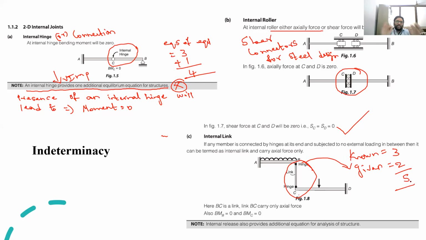So all of you, 100%, both for mid as well as external, you will be asked at least an 8-mark or 7-mark question on determine the degree of static indeterminacy with internal hinges, because that is there in the syllabus. So you have to carefully use it. Okay. Now you can see also here that internal release also provides additional equation. So out of these three, internal hinge, internal roller, and internal link, internal hinge and internal link will provide us with additional reactions. So that is a very important concept for us.